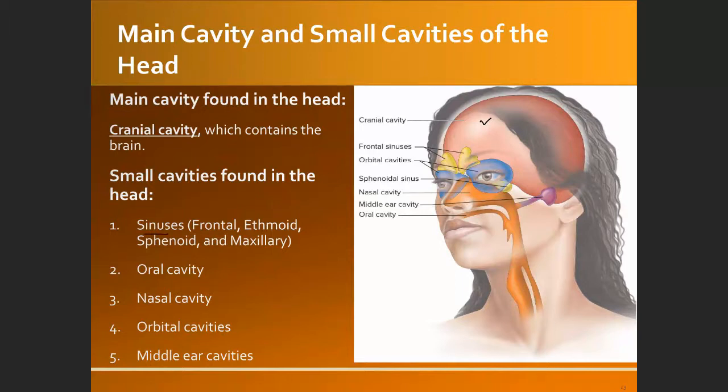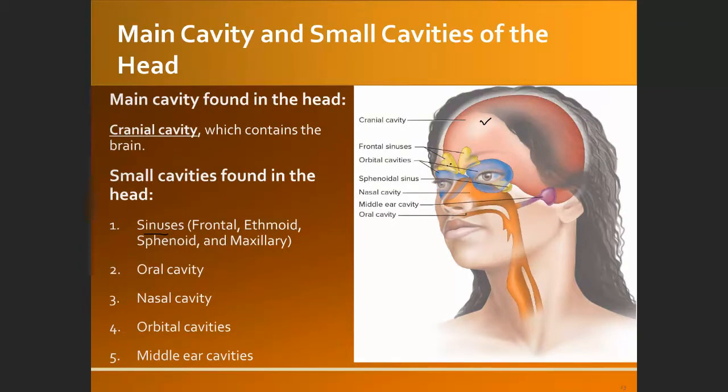sinuses. So the sinuses over here consist of the frontal sinuses, maxillary sinuses, and also sphenoid and ethmoid sinuses. So these are the ones that usually become inflamed when we have a bacterial infection. It's called sinus. You have sinus, yes. That's where the bacterial infections are located, in the sinuses.